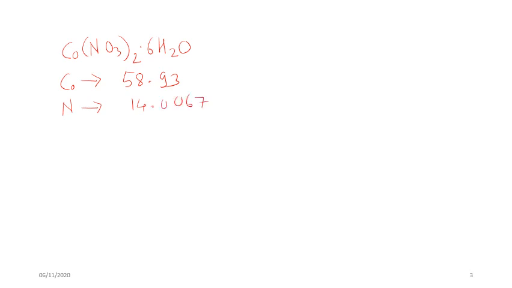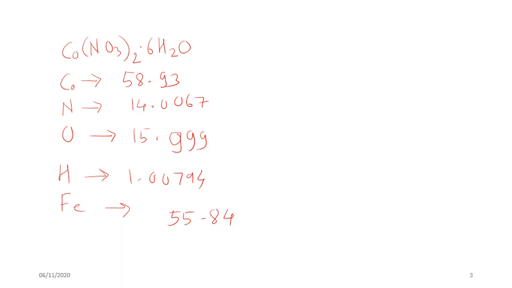For example, Co(NO3)2·6H2O. Cobalt has atomic mass 58.93, nitrogen has atomic mass 14.0067, oxygen has 15.999, and finally hydrogen is 1.00794, and iron has atomic mass 55.845.